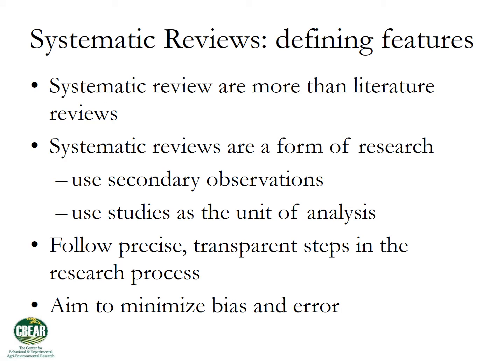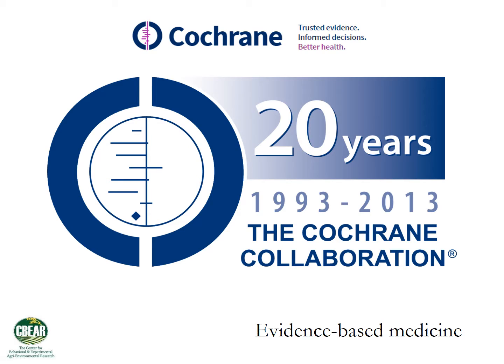All right, so like I said before, systematic reviews are more than just literature reviews. They're a form of research that uses secondary observations, unlike the experiment, which is primary data. You're developing your own evidence. Systematic reviews are taking it from other places. It's using studies as the unit of analysis. It's following precise, transparent steps in the research process, and the aim is to minimize bias and error. Literature reviews are often just summaries of the landscape and don't have the same transparency and the same aims as a systematic review.